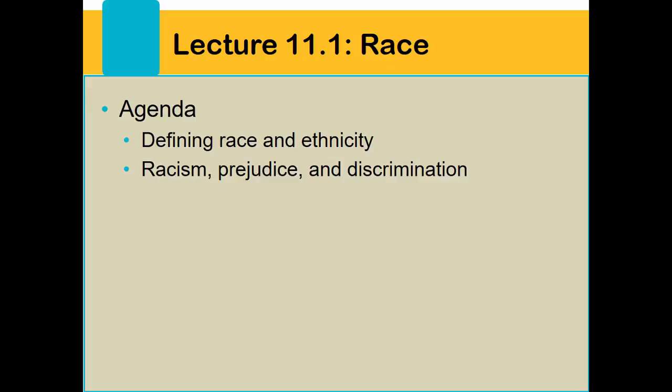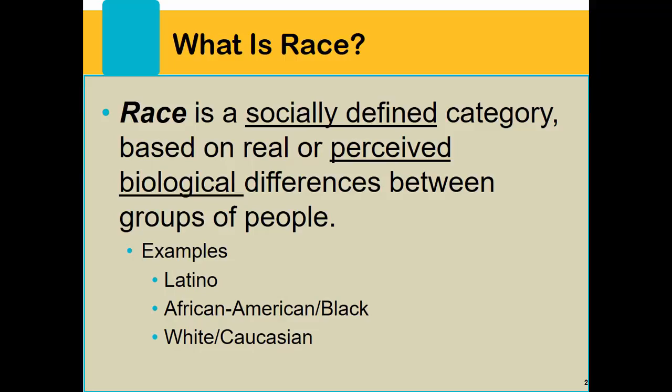Hi all. This time we will be talking about race and ethnicity. First we will define race and ethnicity, and then we will talk about what exactly we mean by racism, prejudice, and discrimination. These are all terms that unfortunately our society really blends together. So by understanding these terms, we can understand the problem a lot more.